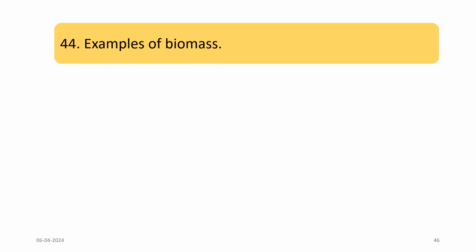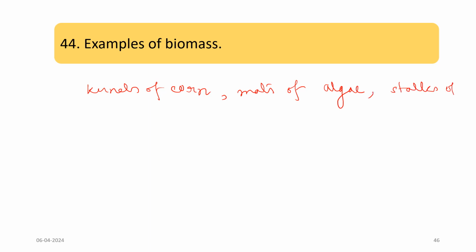So biomass examples are the kernels of corn, then the mats of algae, then stalks of sugarcane. So there are types of biomasses.